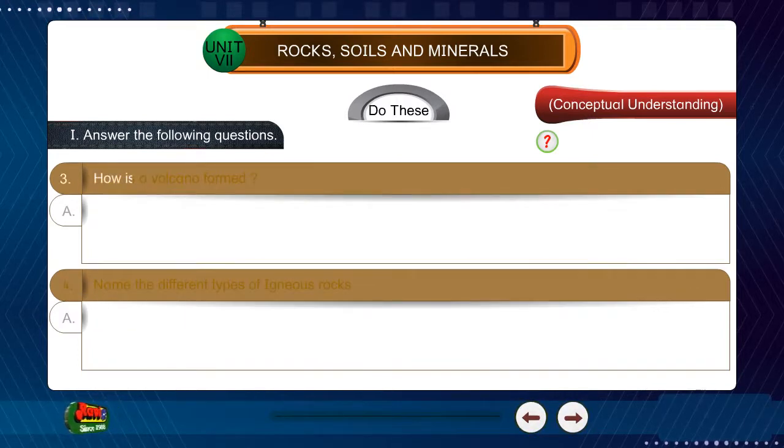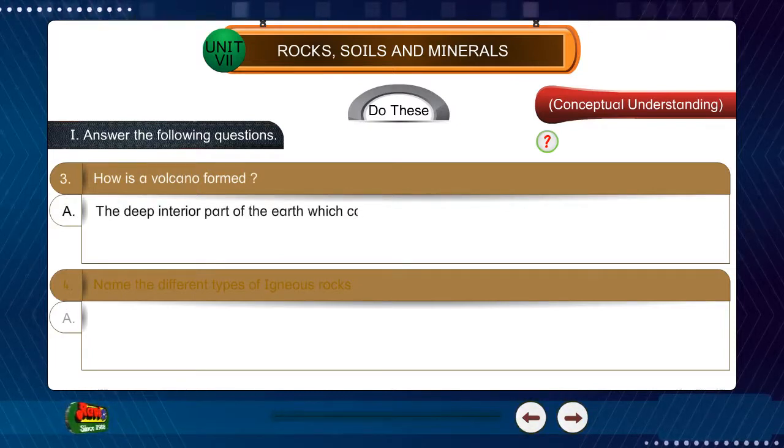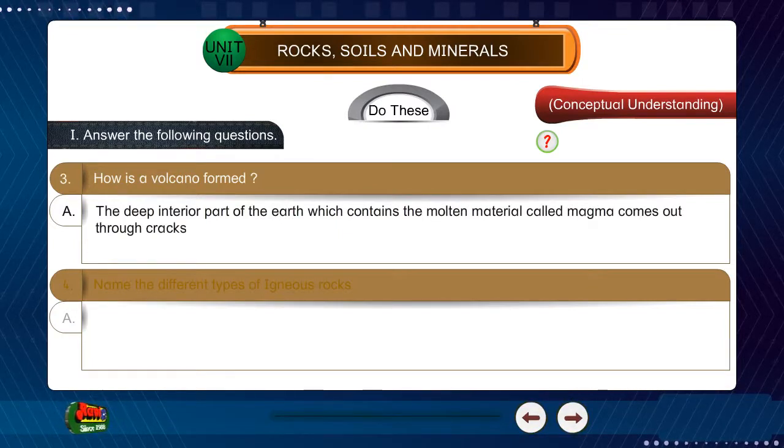3. How is the volcano formed? Answer. The deep interior part of the earth, which contains the molten material called magma, comes out through cracks in the earth's crust, thereby making a volcano.